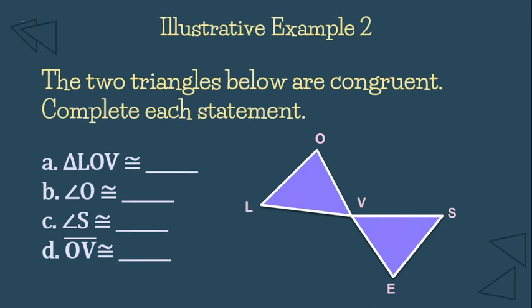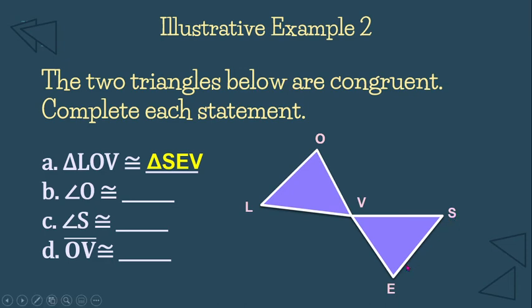Next, for illustrative example 2. The two triangles below are congruent, so complete each statement. So, kung makikita nyo, itong triangle na to, pag pinagtaklob natin yan, itong si S, dito siya mapupunta kay L, tapos itong si E, mapupunta kay O. So, from triangle LOV, dito ka nagsimula kay L, followed by O, followed by V. So, doon naman sa kabilang triangle, magiging triangle SEV.